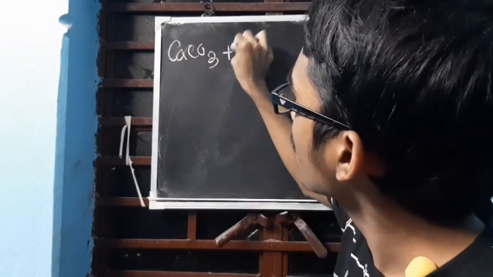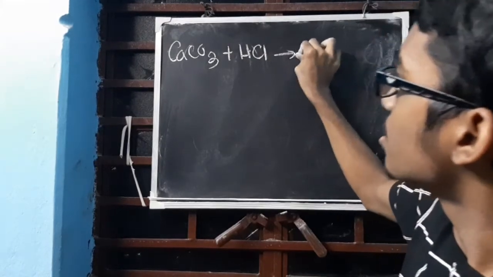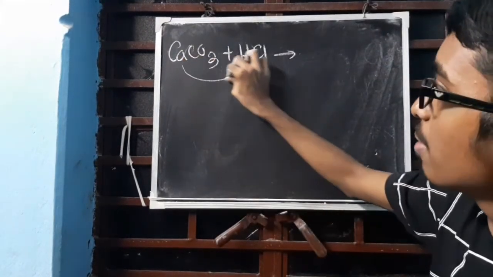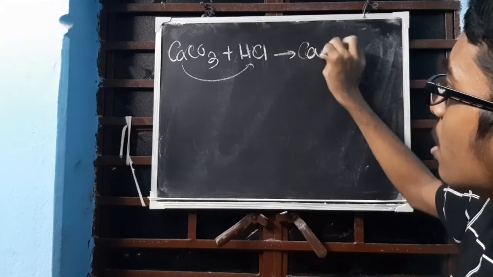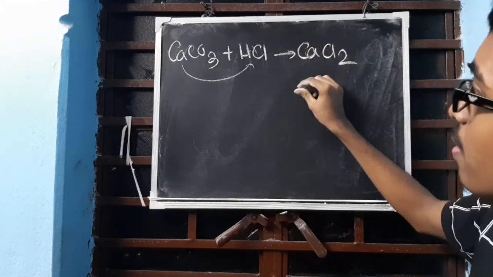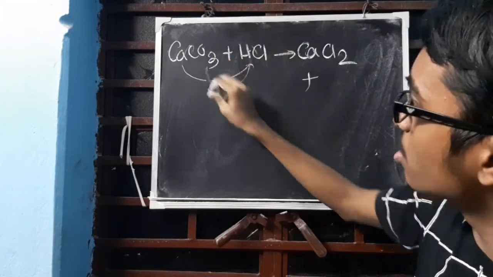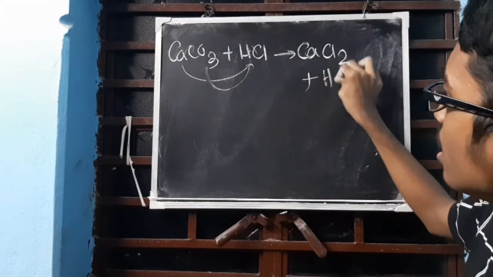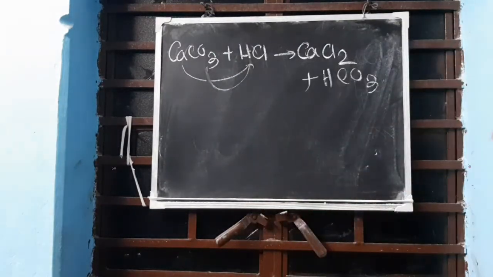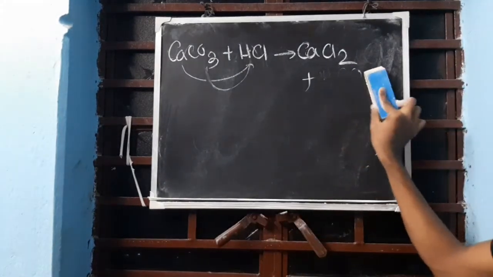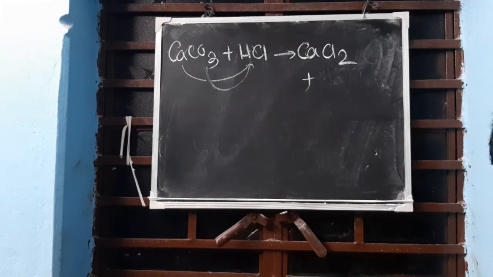CaCO3 plus HCl. What will happen? Ca plus Cl, CaCl is not possible, so the product will be CaCl2. Another product will be H going with CO3. So you will say H2CO3, but you cannot write HCO3, which is only an ion. So what will you write? Carbonic acid.